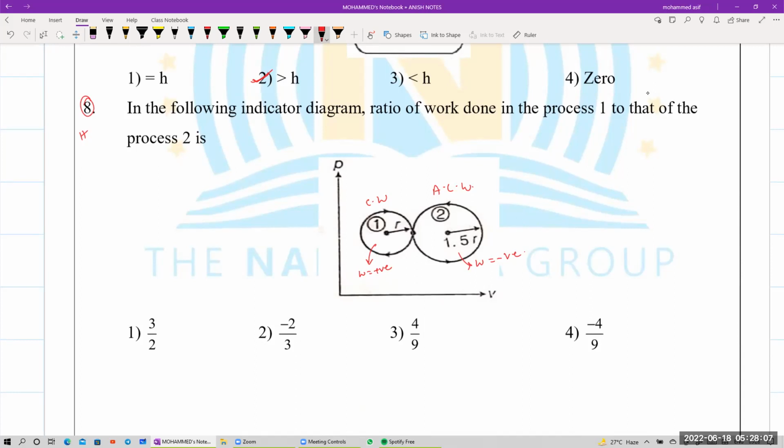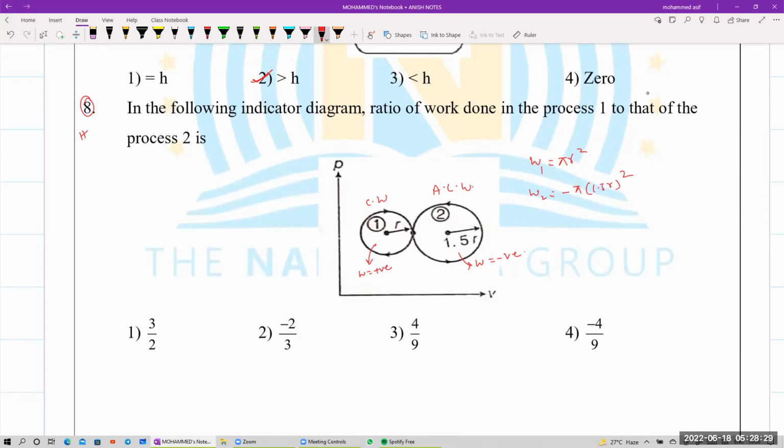The work done for the first one is equal to the area under the curve. The area of this one will be equal to pi r square. W2 will be equal to the area of this one, so it will be negative: minus pi into (1.5 r) whole square.